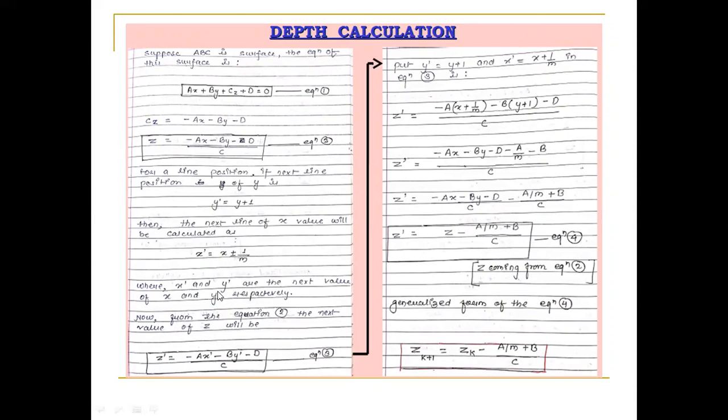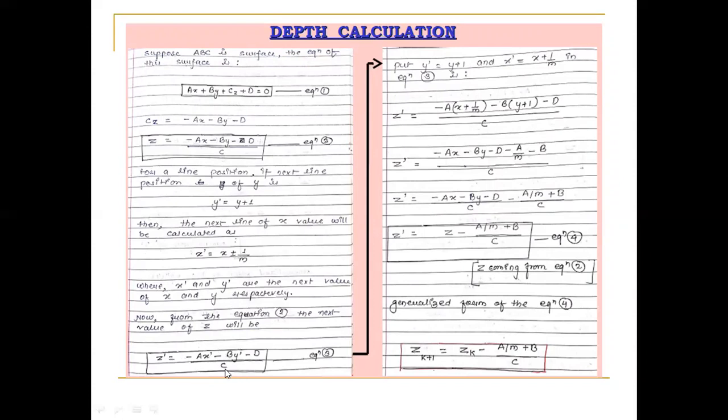So these x dash and y dash are nothing but the next pixel values of x and y respectively, right? So now what we have to do from this equation 2: the next value of z will be equal to what? This is the initial value of z. So the next value of z will be z dash, which is equal to minus ax dash minus by dash minus d divided by c, right?